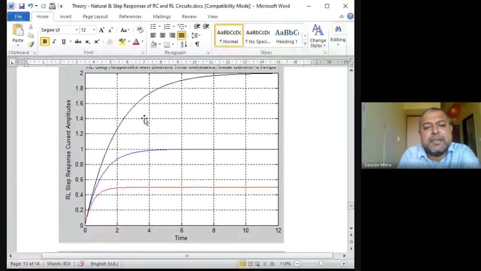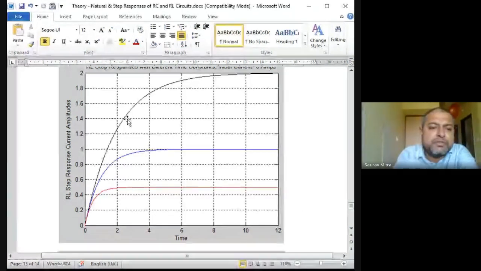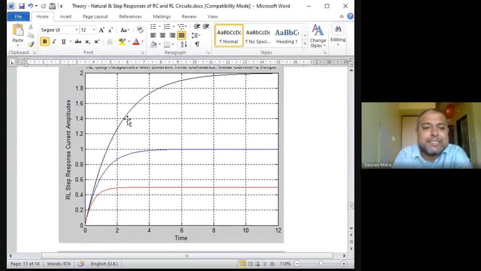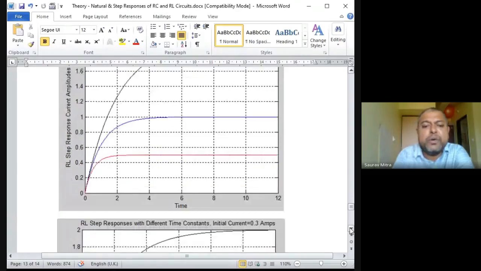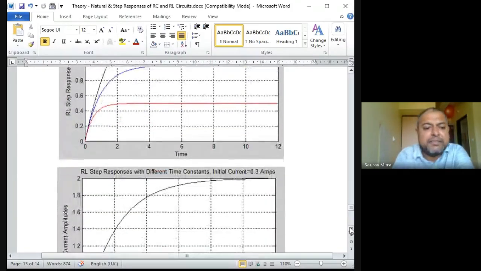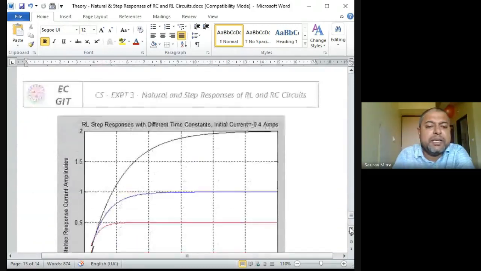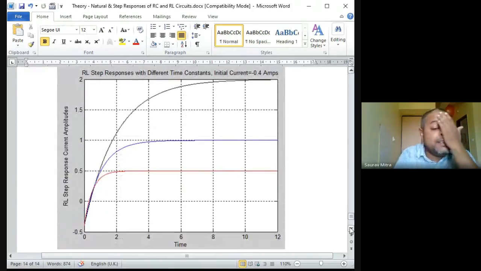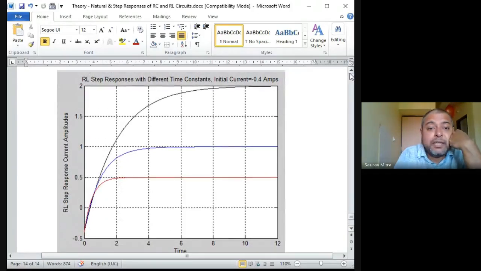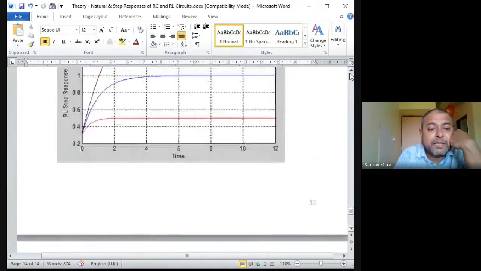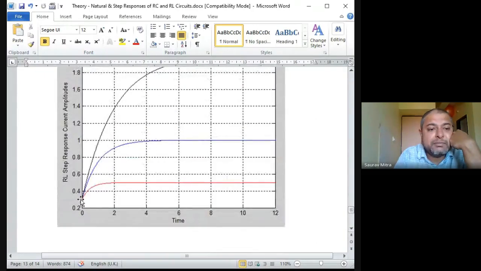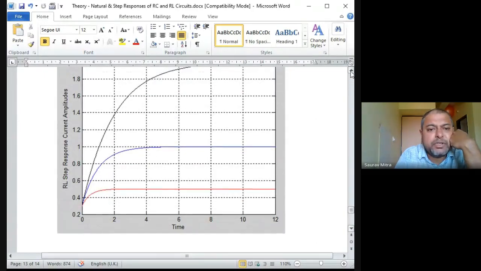So in this case we can find that the L by R value, or time constant, for the black graph is quite small, hence it is increasing very fast. But the time constant for the red graph is largest and the blue graph is medium, so the blue and red graphs are quite slow, whereas the black graph is quite fast. All the discussions are given below. And if you have taken some initial current, so initially you are taking the I0 value as something, it will be written here, I think 0.3 or something.